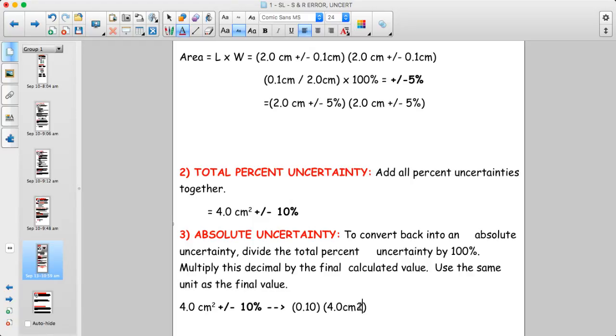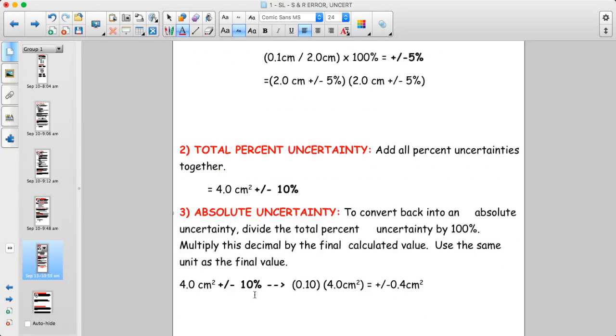It's 4 centimeters squared, and there's a reason we want to put the unit back in now. So what's 0.1 times 4? Well, that's 0.4, and now it's cm squared, and this is our plus or minus again. So now I've got a final answer of 4 plus or minus 0.4 cm squared.